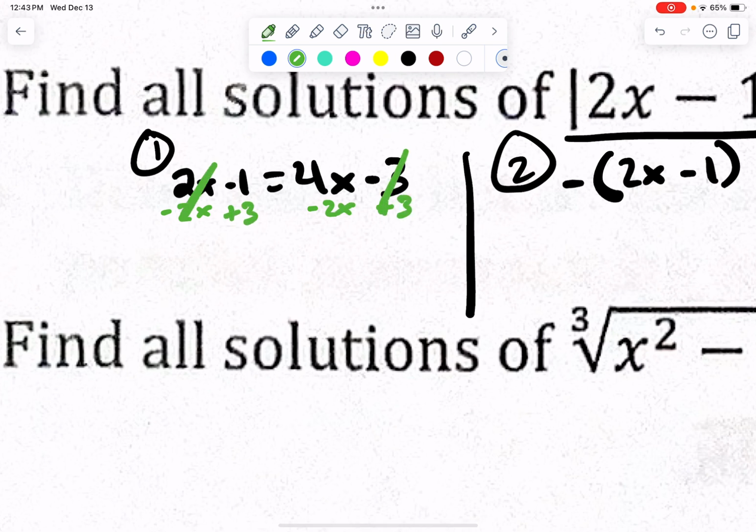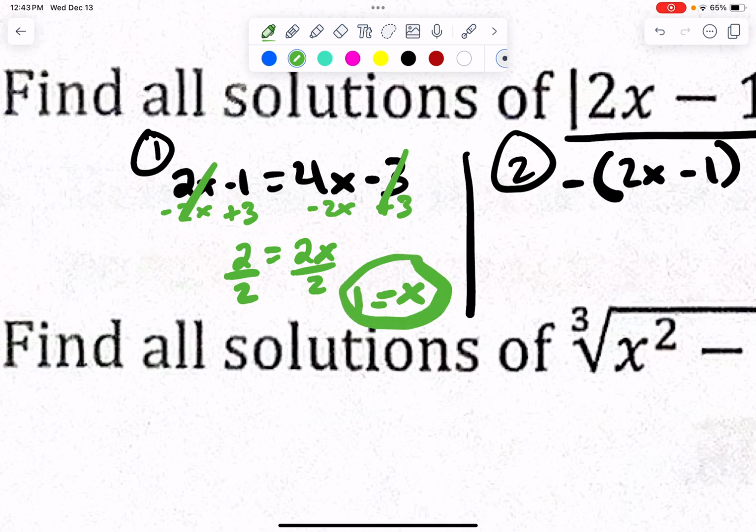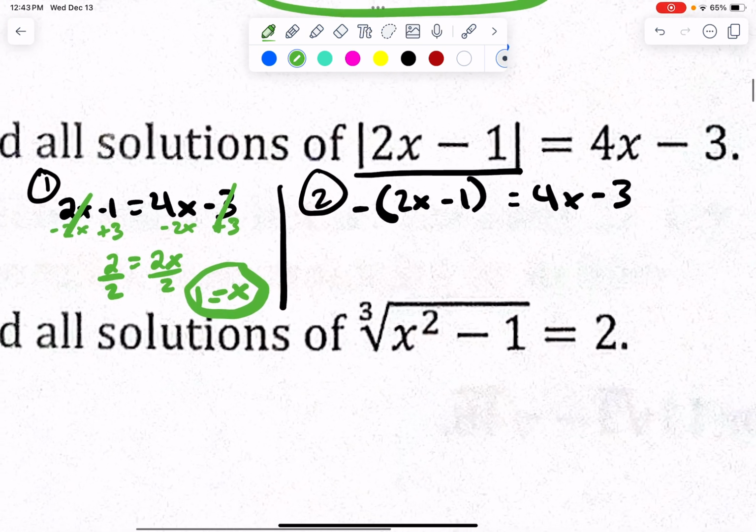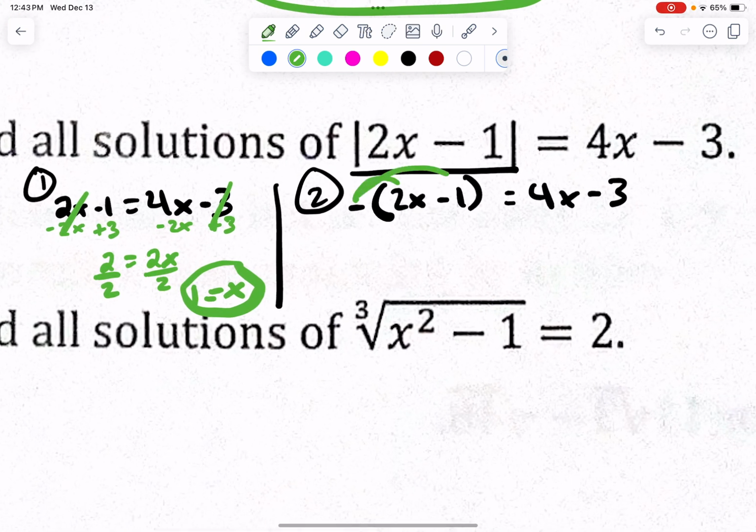Again, if I'm going too fast, please pause. Negative 1 plus 3 is 2. 4x minus 2x is 2x. Divide by 2, x equals 1. That's one of my solutions. Okay? The second one, I'll keep that zoomed out. If I distribute my negative through, I've got negative 2x plus 1 equals 4x minus 3. I'm going to add the 2x over, and I'm going to add this 3 over.